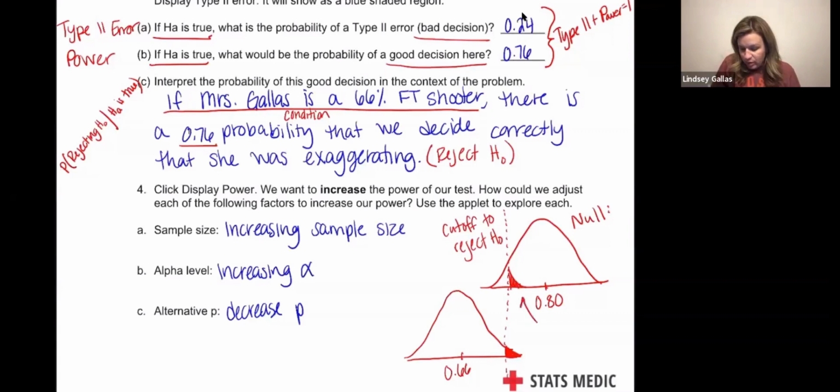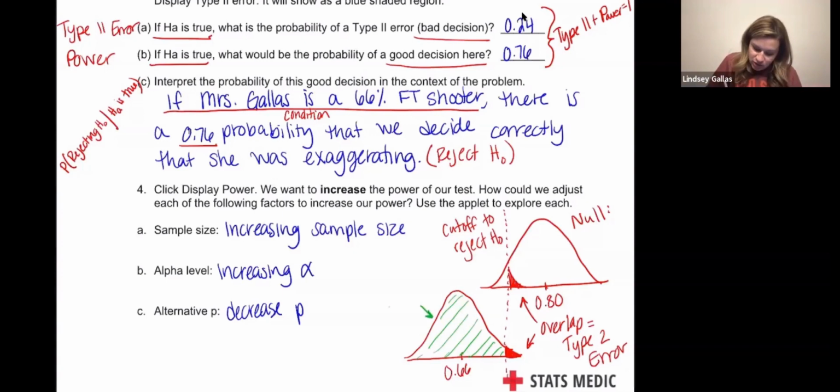This overlapping amount, that is our type 2 error. So the goal is we want that overlap to be as small as possible. Because if I land anywhere over here in my normal curve, that means I'm going to be past that cutoff, and then I'm going to be able to reject the null. And this green area, this is power. So what we're thinking about is, when is that overlap as small as possible?